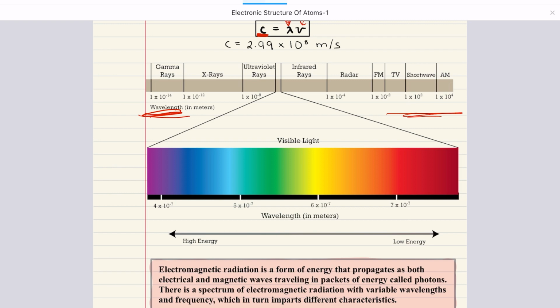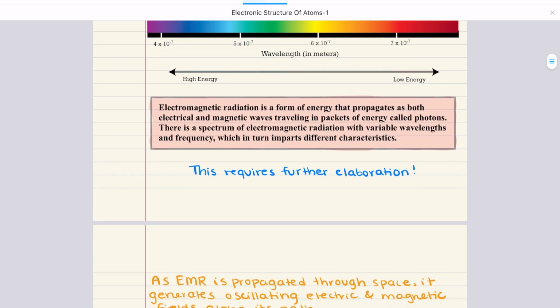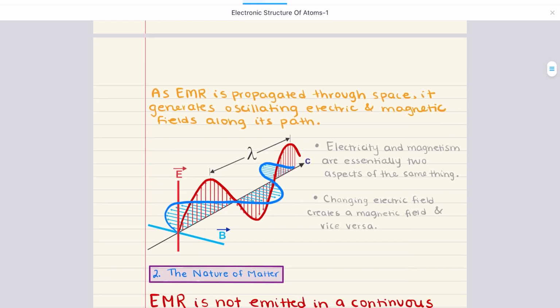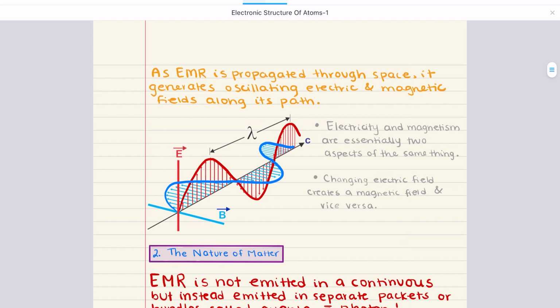But a crucial characteristic of electromagnetic radiation is that it consists of two oscillating fields, an electric field and a magnetic field. And these fields are perpendicular to each other and to the direction of the wave travel. Now, this can become a complicated topic, but we're going to keep it pretty simple for what we need to know for this particular chapter.